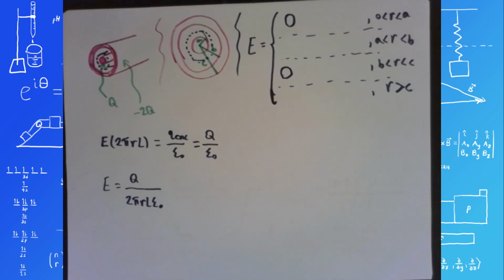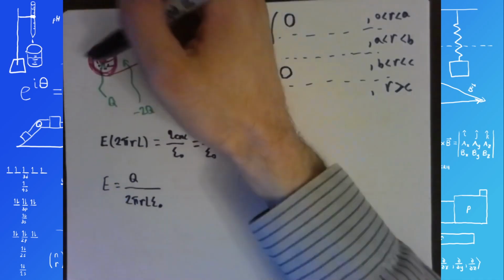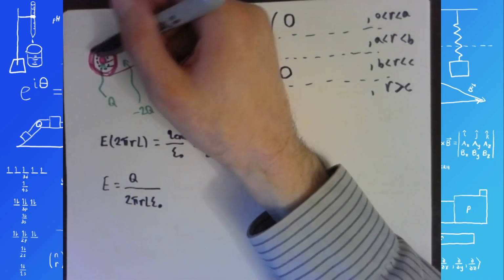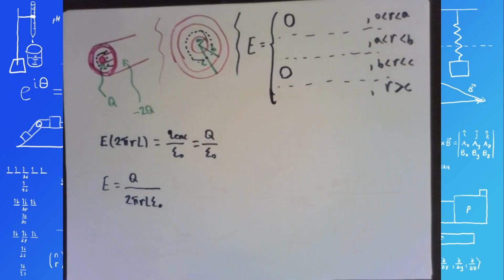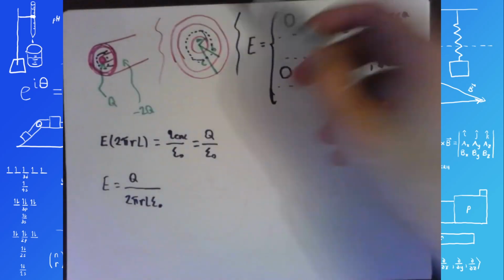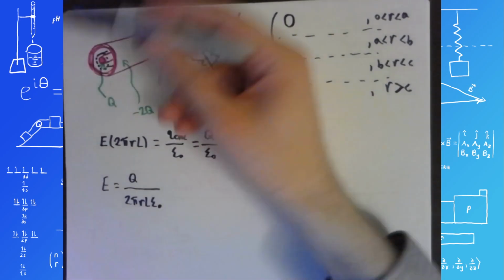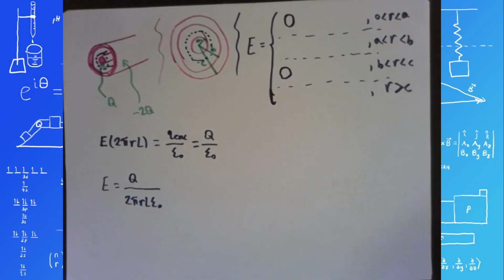Now, technically, because the length is finite, there's going to be some electric flux coming through the bases of our Gaussian cylinder, but if this, what is this supposed to be? I guess it's supposed to be a coaxial cable. If this coaxial cable is long enough, then that little bit of flux is going to be negligible. So we are actually fine with just this.